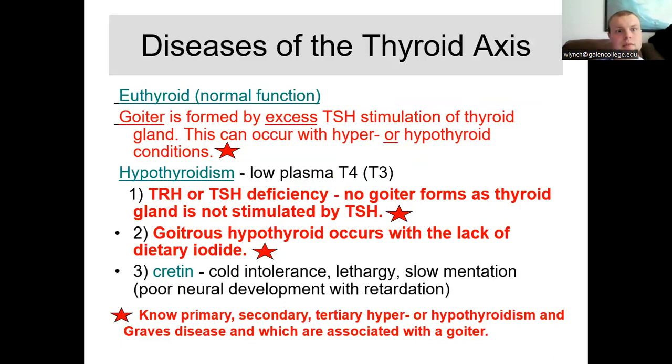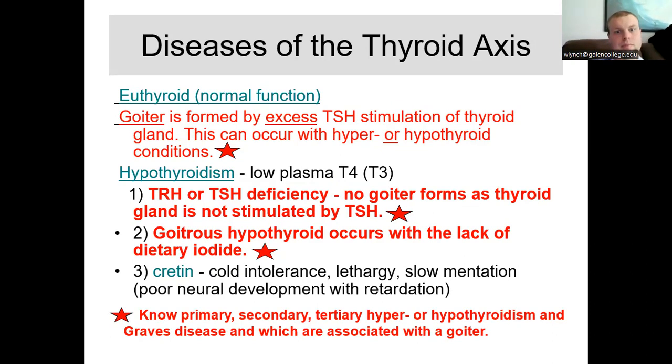Diseases of the thyroid axis. If we have normal functionality, it's known as a euthyroid. Okay, so a euthyroid is normal thyroid hormone release. In the case of a goiter, which is a growth on the thyroid gland, this can be formed because of excess TSH stimulation. So excess TSH sent from the anterior pituitary to the thyroid can cause goiter formation, right? And this can occur with either hyper or hypothyroid conditions.